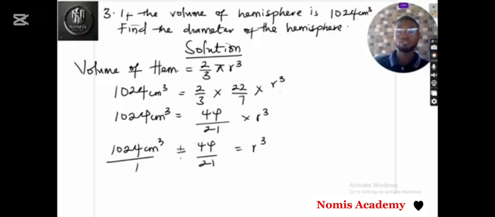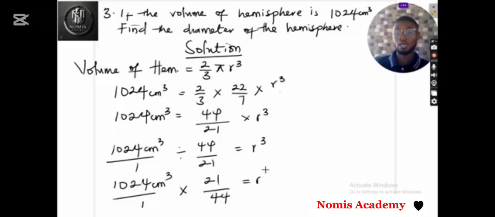So we can change this division to multiplication, and the next fraction change its form such that the numerator becomes denominator and denominator becomes numerator. So this becomes 1024 centimeter cube over 1 multiplied by 21 all over 44 equals r cube.